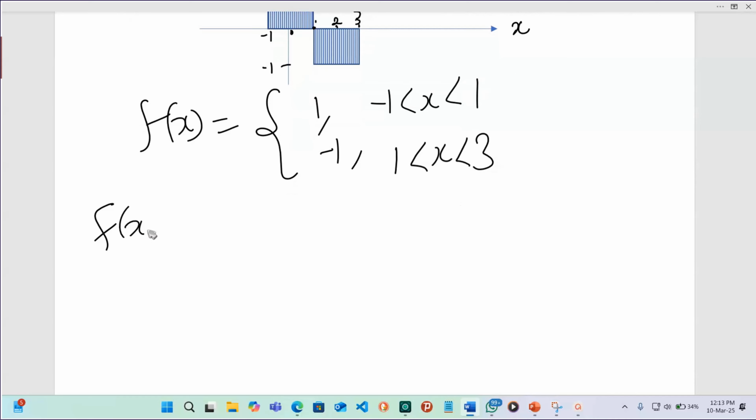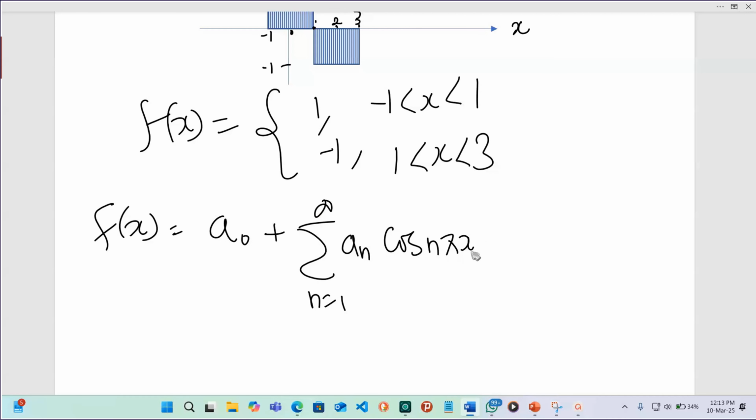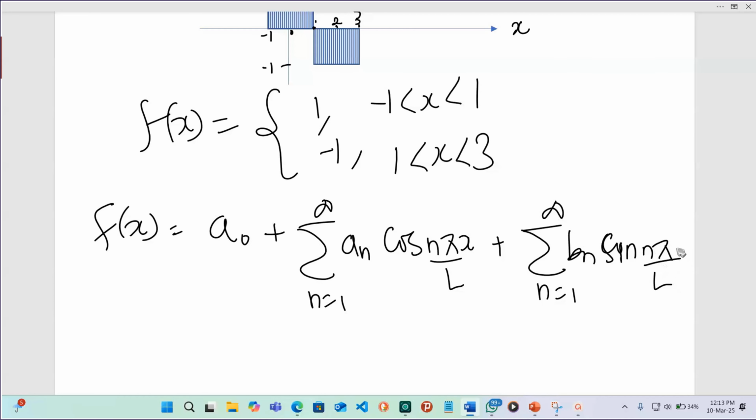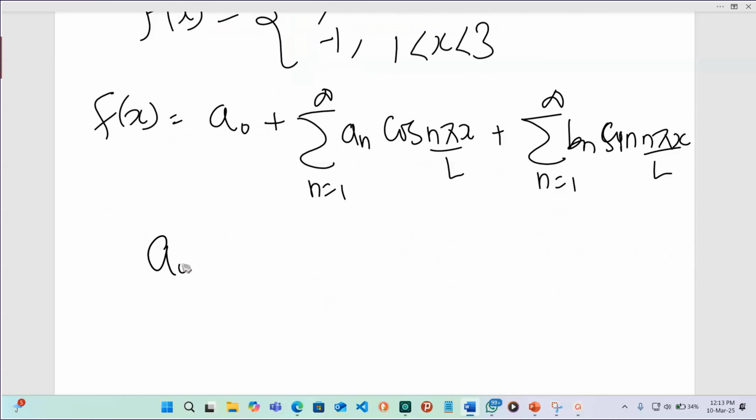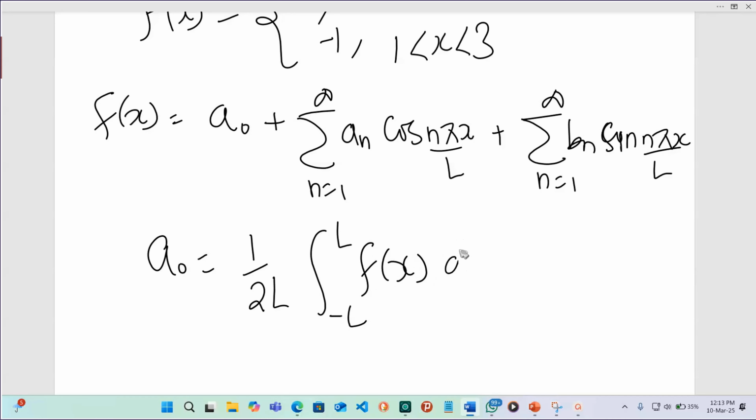So f of x in a Fourier form will be simplified as a naught, plus the sum from n equal to 1 up to infinity of an cos n pi x over r, plus the sum from n equal to 1 up to infinity of b sub n sine of n pi x over r. So what is a naught? A naught will be 1 over 2r, integrating from negative r to r, f of x with respect to x.